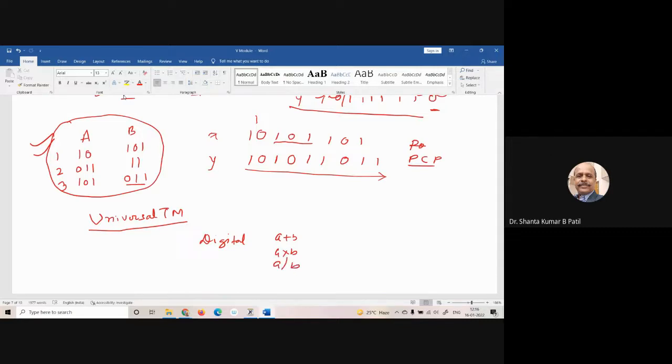But in the case of the Turing machine, if you design a Turing machine for A plus B, it may not work for A into B. It may not work for A divided by B. Whereas the universal Turing machine is a little bit more complex Turing machine. The same machine handles A plus B also, the same Turing machine handles A into B, A division by B, and A minus B. Such a Turing machine we can call a universal Turing machine.